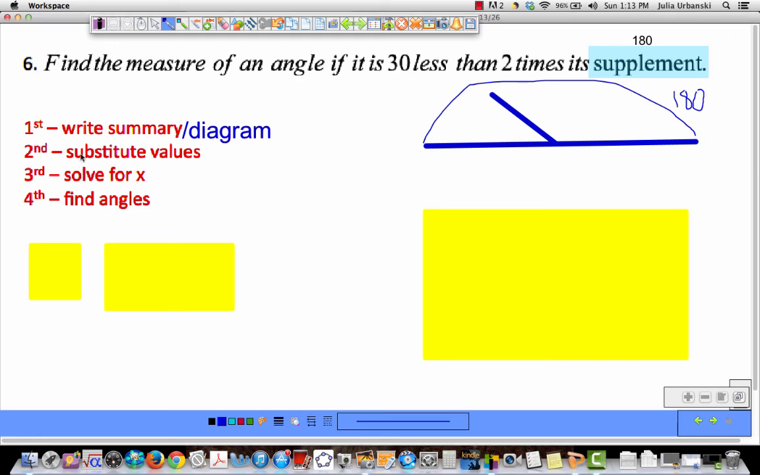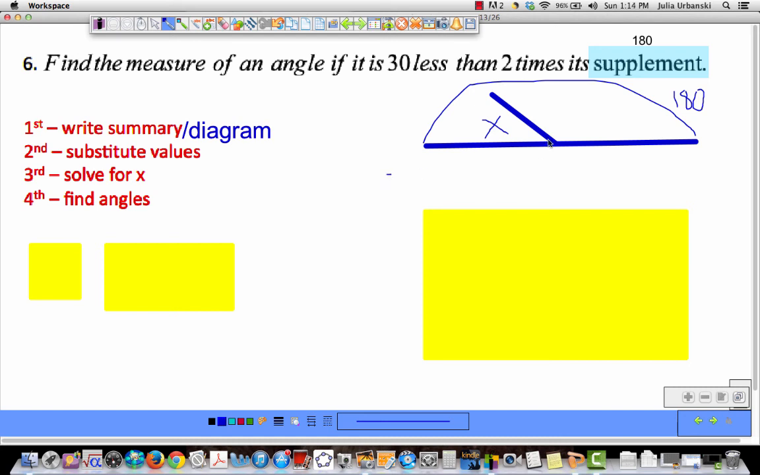So first we wrote the diagram. We made a diagram right here: two angles that add up to 180. Next we're going to substitute the values. You start off by just calling one of the angles X. Every single time you need to give it a name. Whatever letter, whatever variable you want to call it, the angle needs to be called something. So that's the first thing you have to do.